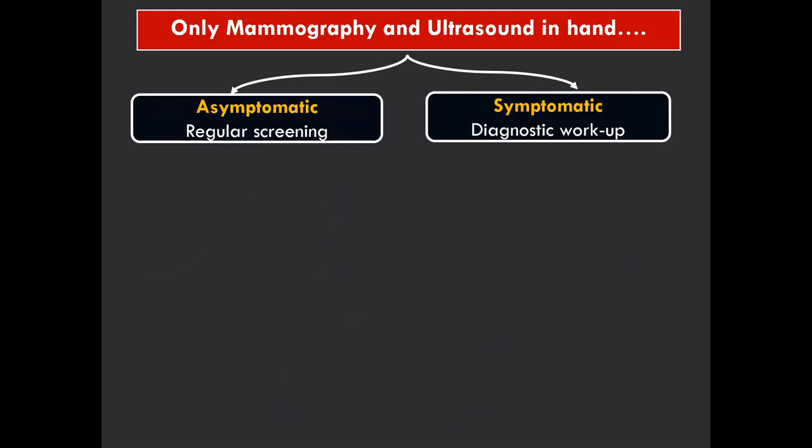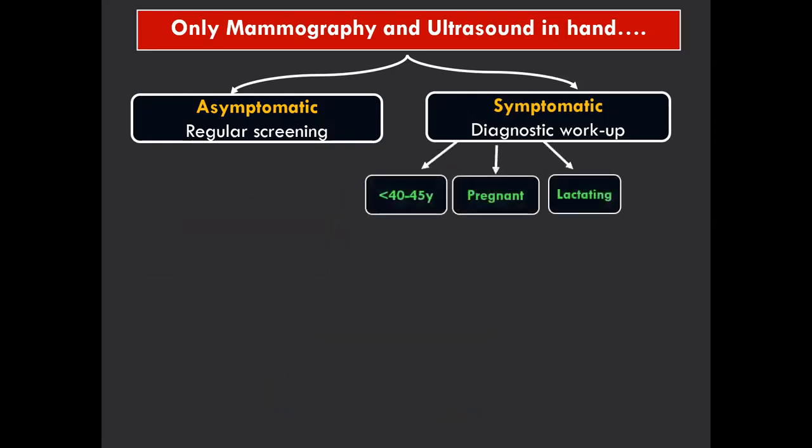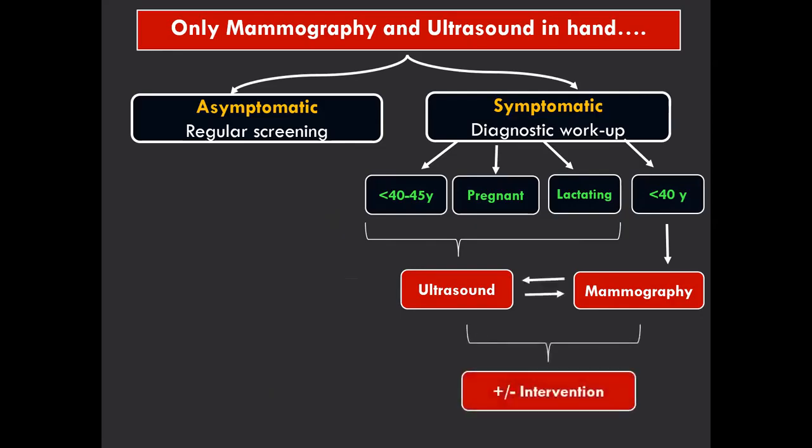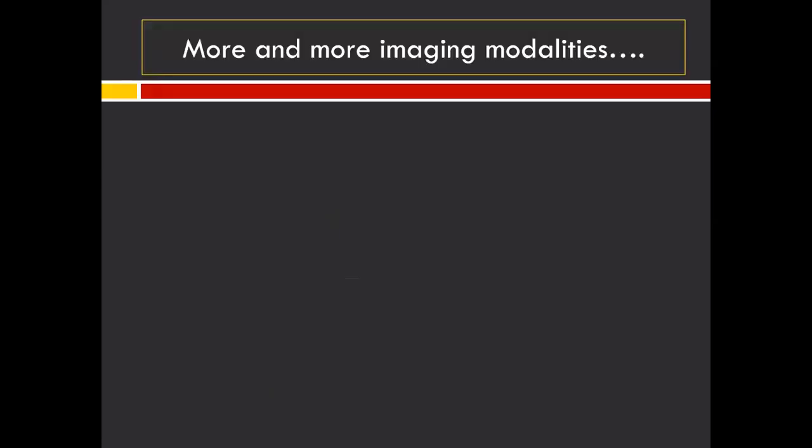For symptomatic patients, we usually look at the patient's age, whether she's pregnant or lactating, and if she's younger than 40 years, she starts with an ultrasound examination. More than 40 years, we usually start with a mammography examination, and we might recommend additional studies. And again, the patient might be referred for further intervention.